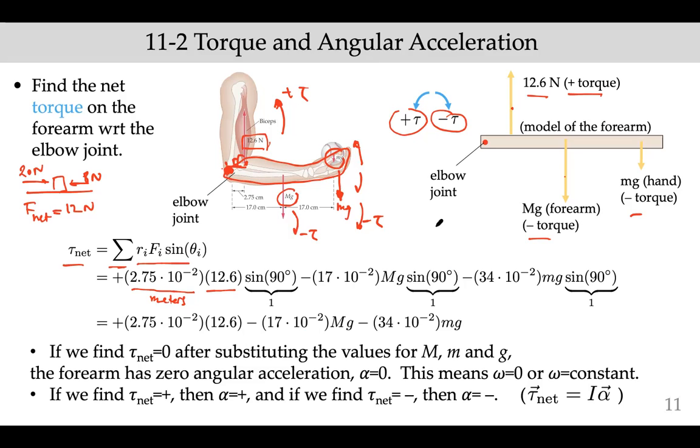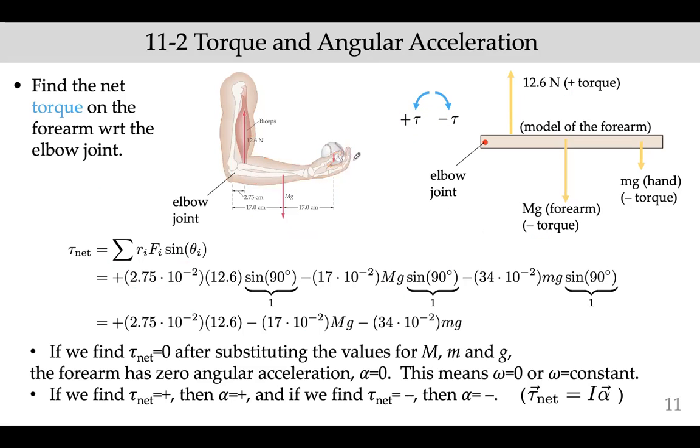Now for the second one, the force is the weight of the forearm, and the distance is 17 centimeters. It's written in meters here by multiplying by 10 to the negative 2. Again, the angle is 90 degrees. And for the baseball, the distance is 17 plus 17, which is 34 centimeters. The mass is lowercase m g, and the angle is 90 degrees.